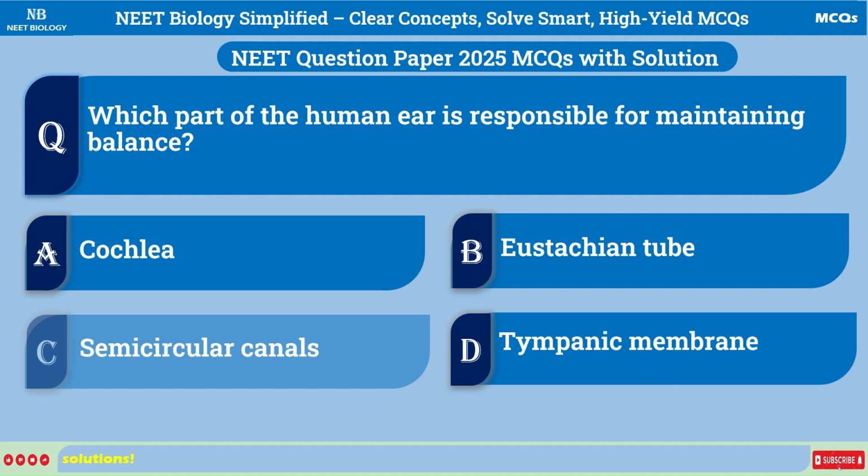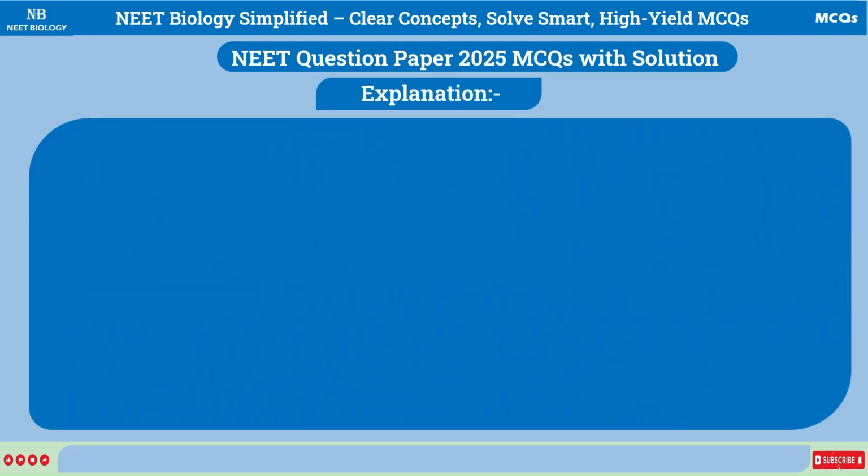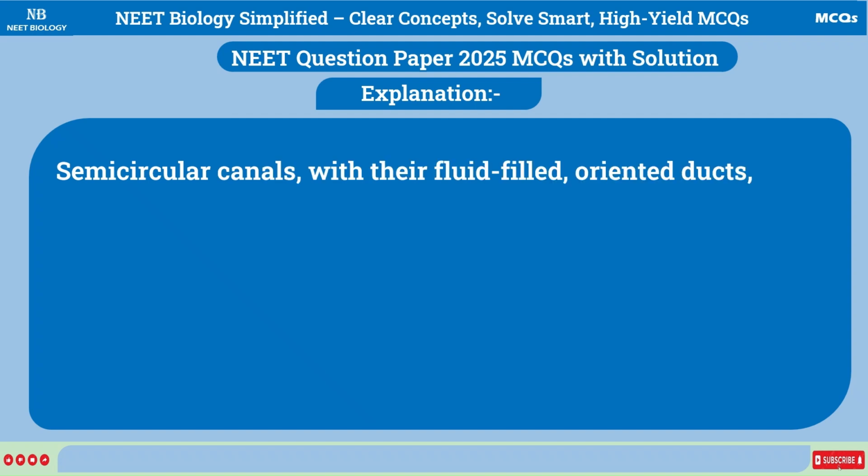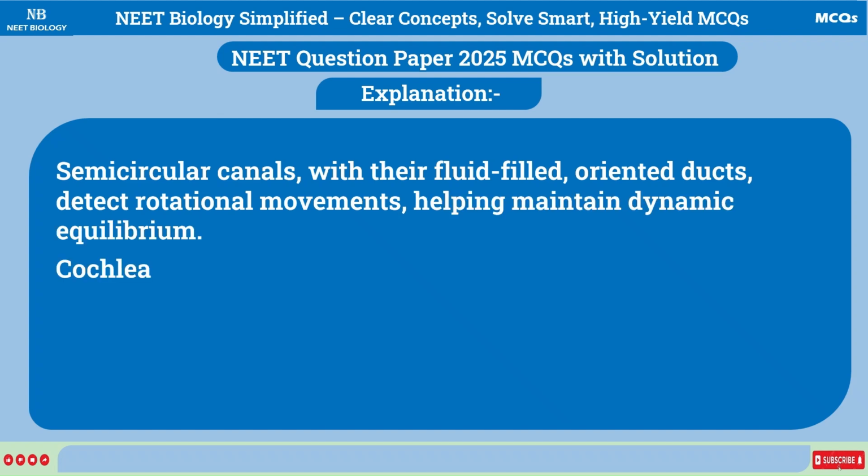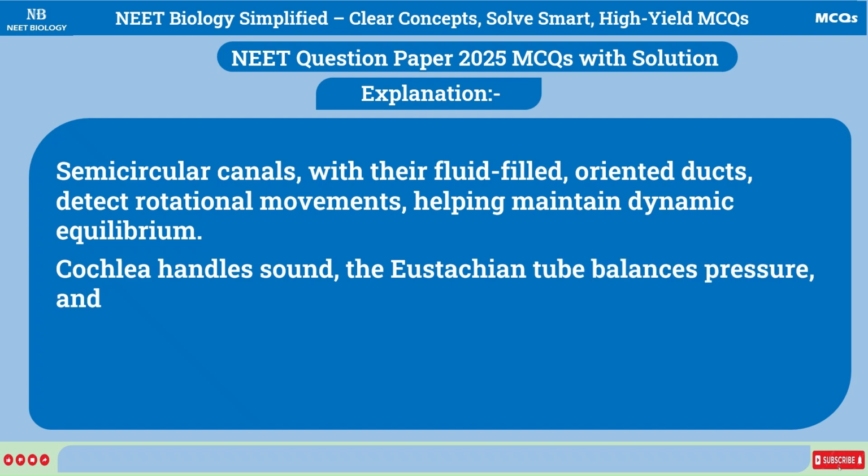Correct answer is C. Semicircular canals. Explanation: Semicircular canals, with their fluid-filled, oriented ducts, detect rotational movements, helping maintain dynamic equilibrium. Cochlea handles sound, the Eustachian tube balances pressure, and the tympanic membrane is the eardrum.